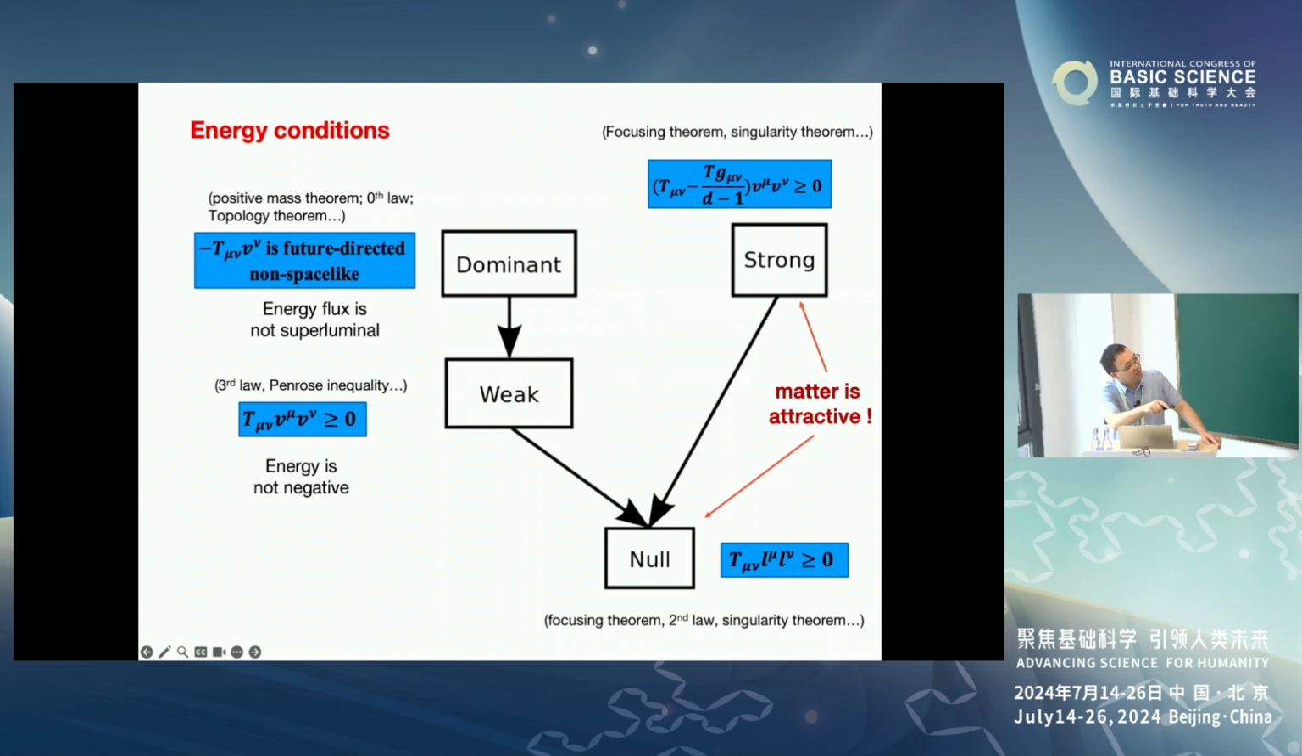And this one is called the strong energy condition. This combination should be non-negative. It looks complicated, but its physical picture is very simple. For example, for the strong and null energy conditions I just mentioned, that means matter is just attractive under gravity. That's very natural, right? Because we know gravity is the attractive force. That's just this fact in general relativity. And the weak energy condition just means energy is not negative. And this one means energy flux is not superluminal. Its physical picture is very, very clear and simple.